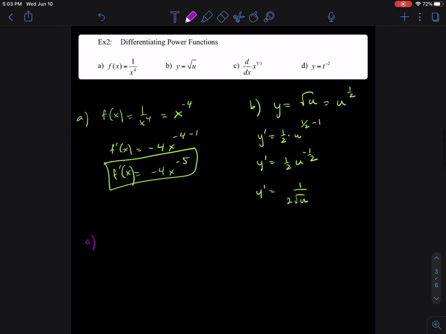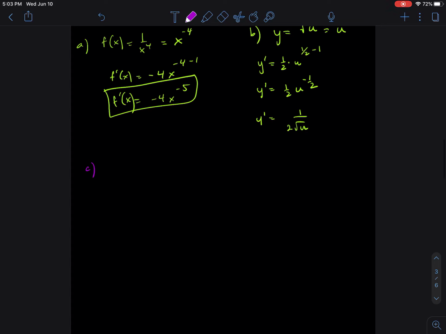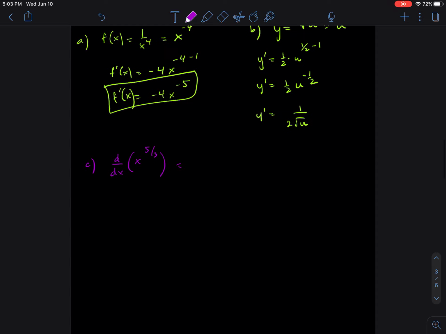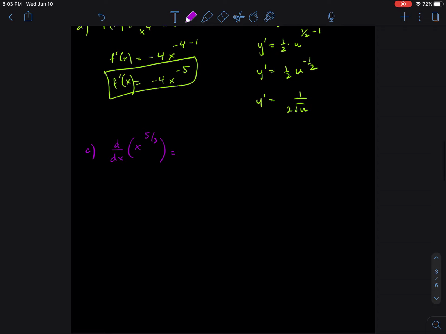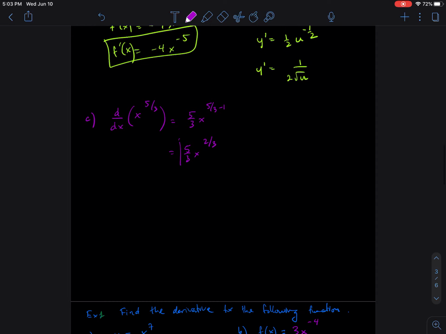C, we have d dx of x to the 5/3. This is saying find the derivative of x to the 5/3. That notation is still asking us to find the derivative, d dx. Differentiate this x variable. So we're going to bring down the power, and then take the power minus 1. So that gives us 5/3, and then 5/3 minus 1 is 2/3, because 1 is 3/3. So that's our answer.